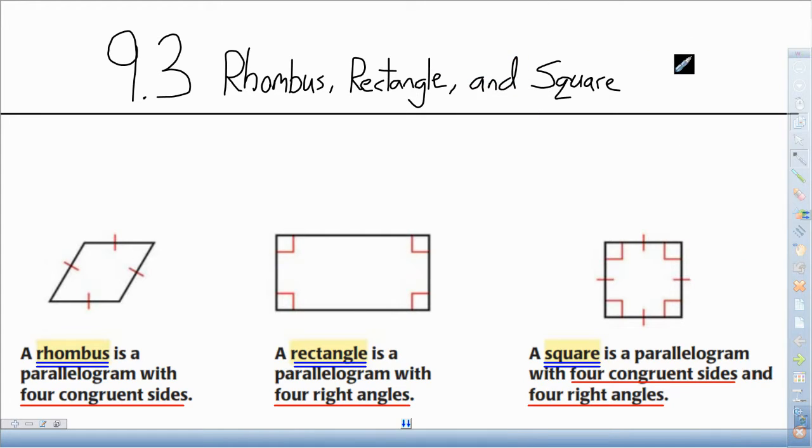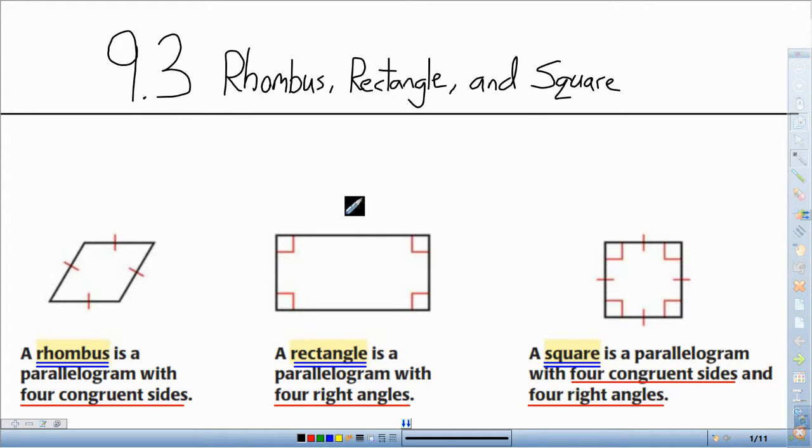Okay, so just to give you an overview of what we've been doing so far in Chapter 9. Chapter 9 is all about quadrilaterals, four-sided polygons. There are a lot of different types of quadrilaterals. The first type we learned of is parallelograms. From there, we're going to focus in even more and learn a few more specific types of quadrilaterals, which are the rhombus, rectangles, and squares.